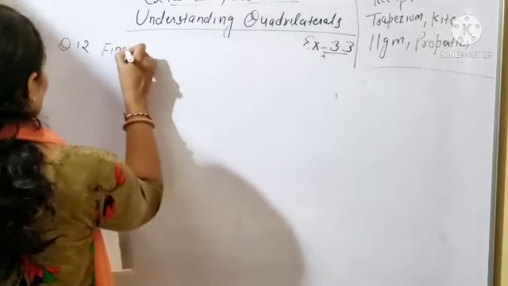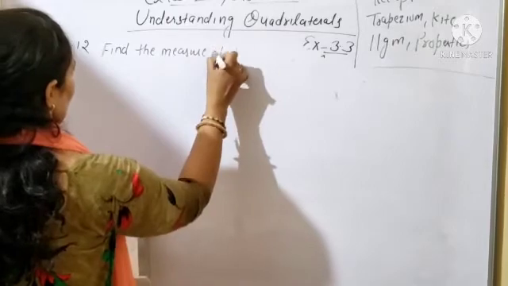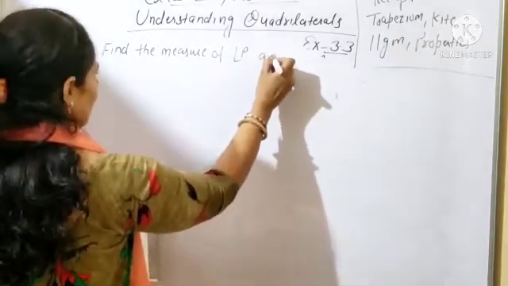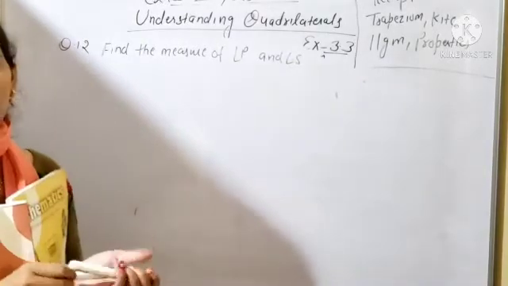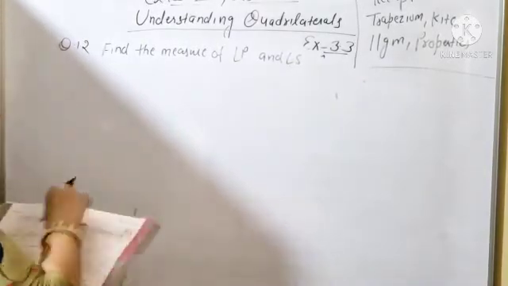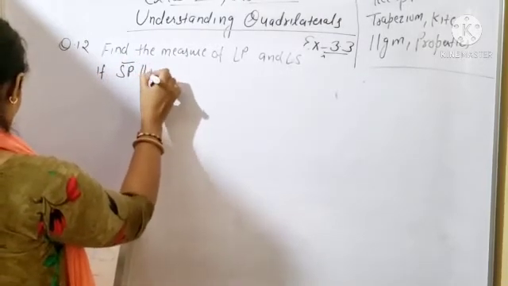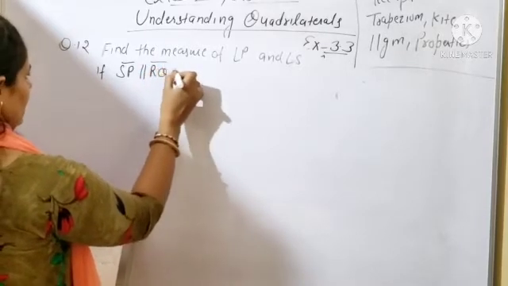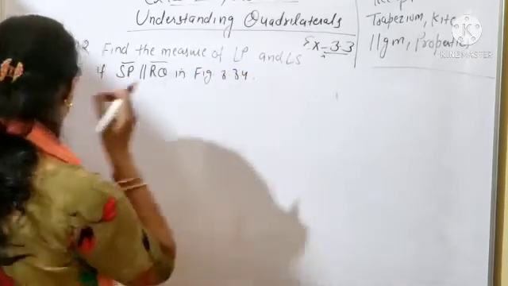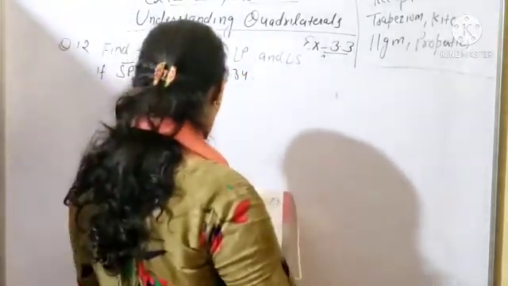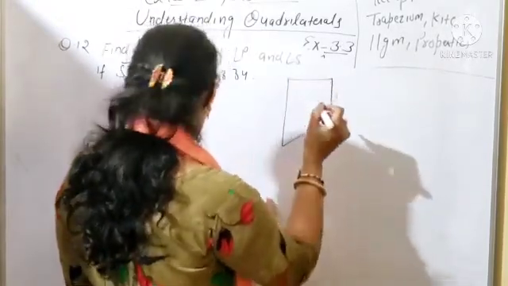Find the measure of angle P and angle S. Okay. Find the measure of angle P and angle S. Clear? And if SP is parallel to RQ in figure 3.34. Okay. So here SP, this one, like that. Okay, figure is given like that.